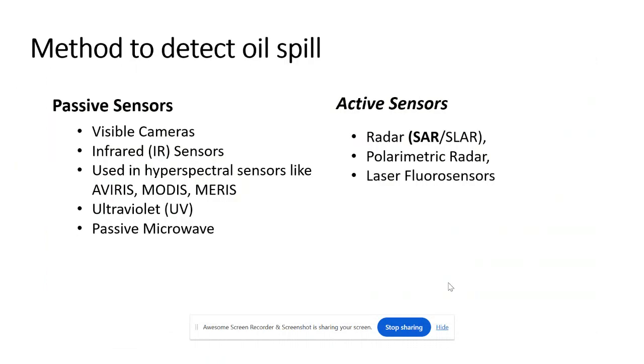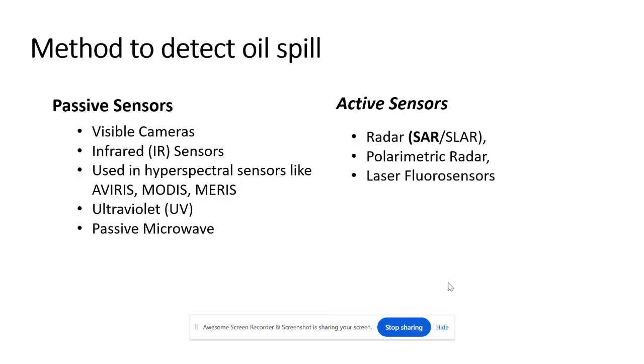There are two types of sensor used in oil spill detection. One is the passive sensor and the second is active sensors. Passive sensors rely on sunlight while active sensors emit their own signal and detect the reflections, allowing them to operate day and night and through cloud and fog.